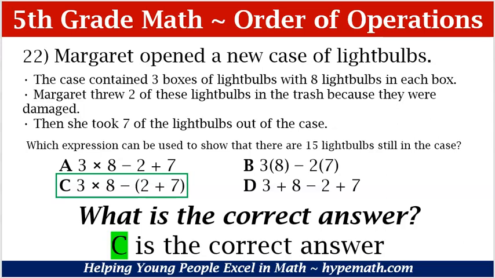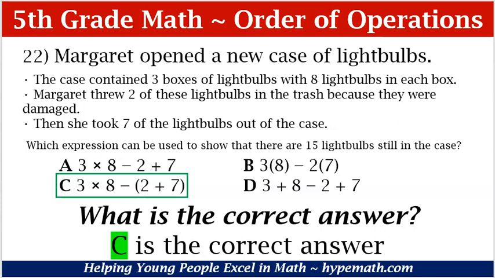Because that means we're going to add what's in the parentheses first, and then when we get that number, we are going to subtract that from the total amount. And then for D, they started off wrong with 3 plus 8 because no, we need to multiply 3 times 8, right? So that is why C is the correct answer.